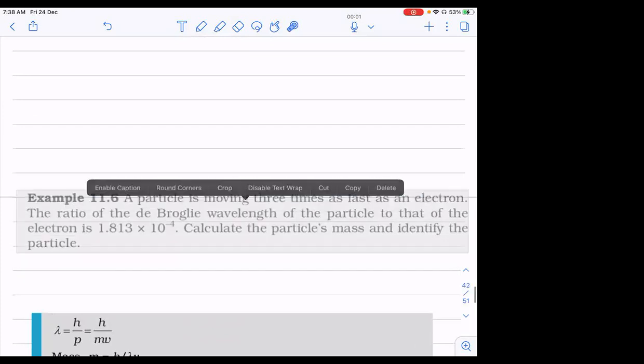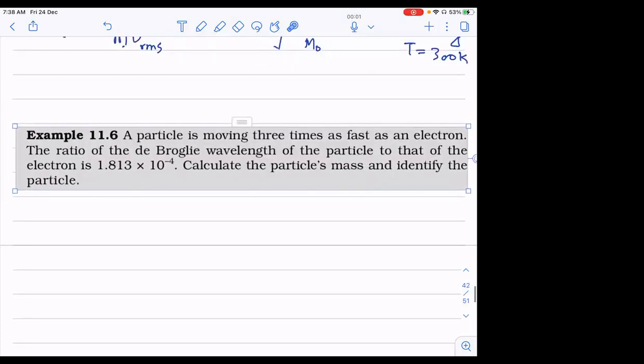What about this question? Solid example. Particle is moving 3 times as fast as the electron. The ratio of de Broglie wavelength is given. Calculate the particle's mass and identify the particle.